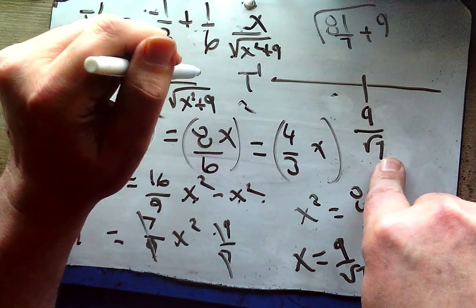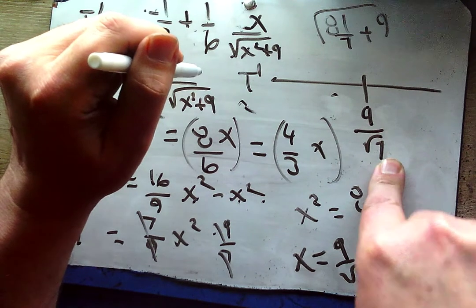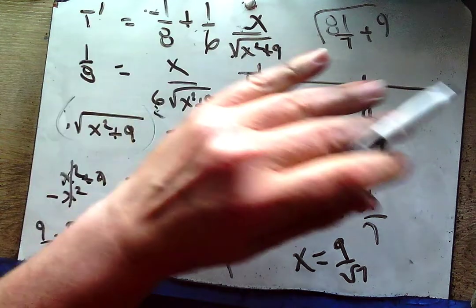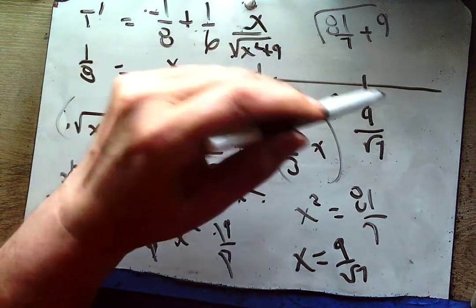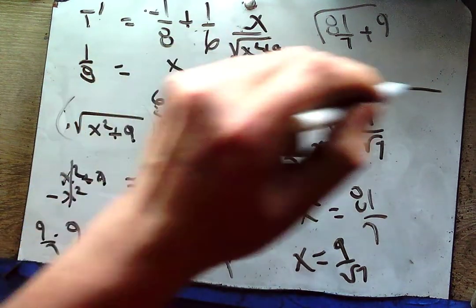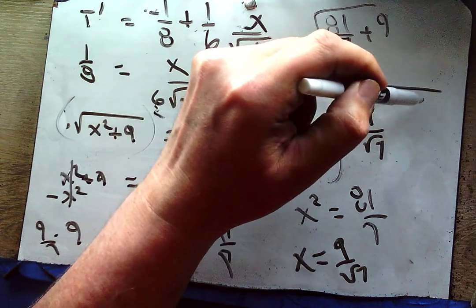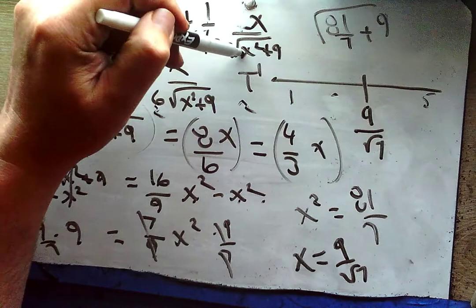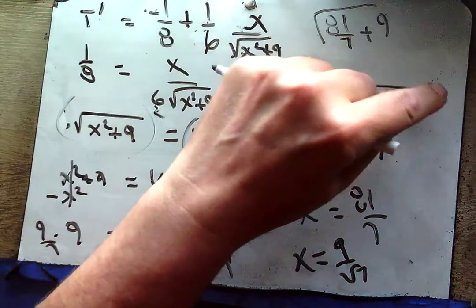So I want a number between, I want to be on the other sides of 2 and 3. So I'm going to plug in 1, and I'm going to plug in, is it a 5? 4. 4 would be better. Oh, but that could be 4.